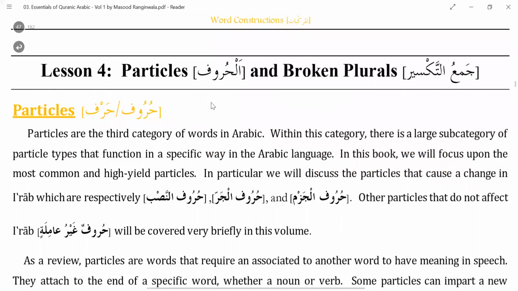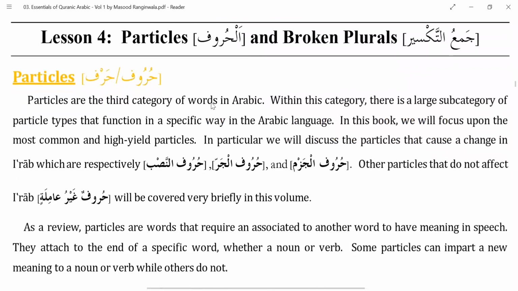Last class, we began lesson number 4, which is al-huruf, which is the third portion of word. Any word, you can categorize it into 3 parts: ismun, fi'lun, or harfun. Ismun are those words that make sense by itself. They are not connected to time. Whereas fi'lun, they don't make sense by itself, but they are connected to time.